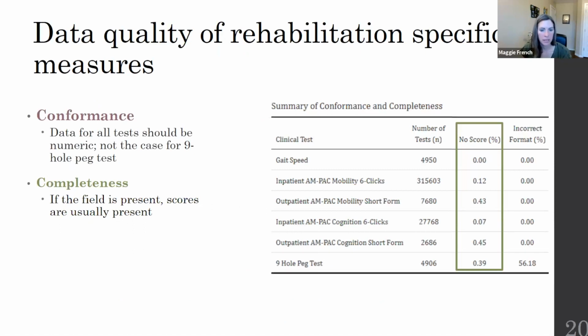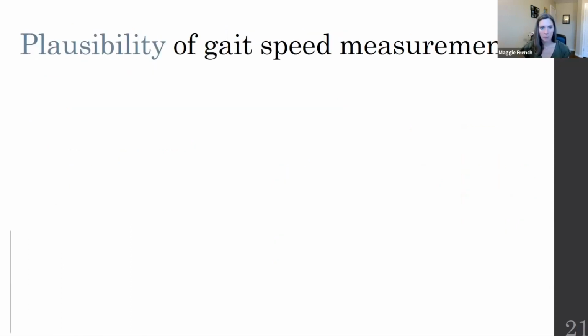Related to completeness, another kind of summary stat that I've pulled here is how many of these observations don't have a score associated with them. So it's rare, but sometimes we have an observation of gait speed or the 9-hole peg test or one of these AMPAC scores, but we don't actually have a value for it. And so here for completeness, we're checking how often that occurs. Lastly, we'll look at plausibility of a couple of these rehab specific measures.